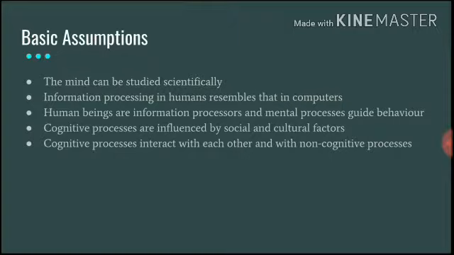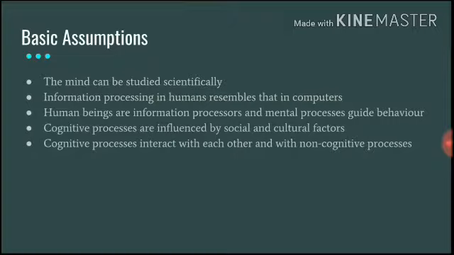And with different cultures, you'd find that each culture tends to have a specific kind of influence on how we tend to process information, how we tend to perceive information, and so on, right? The last point being that cognitive processes interact with each other and with non-cognitive processes. Now, cognitive processes interacting with non-cognitive processes is what we just discussed in the previous assumption, that cognitive processes are influenced by social and cultural factors, right?